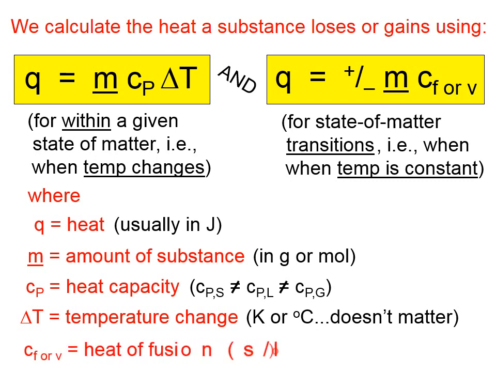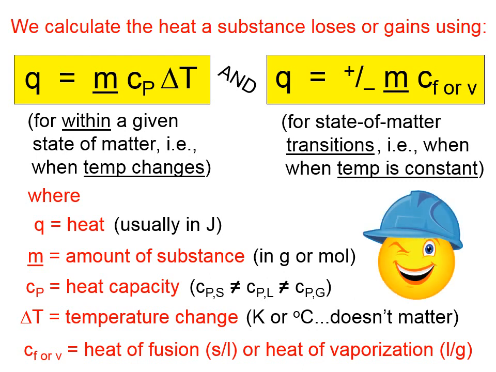And then c sub f or c sub v is the heat of fusion or the heat of vaporization. c sub f obviously for the heat of fusion, c sub v for the heat of vaporization. These are the constants that you would use if you are undergoing a state of matter transition from the solid to the liquid, or liquid to the solid, or if we're going from liquid to gas or gas to liquid.